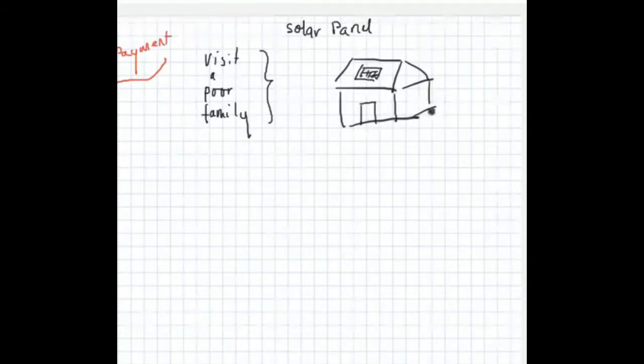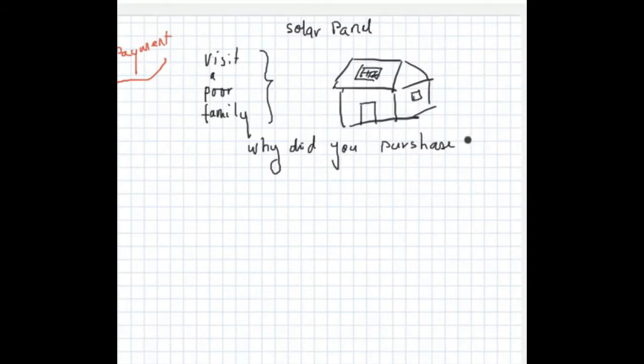This house has one door and one window. So really, I wanted to visit this fellow. I wanted to see him. So I asked him, the owner of the house, he can explain the story, because the story is what will be important. Because this is something he bought. So I asked him a very simple question. Why did you purchase the solar panel?